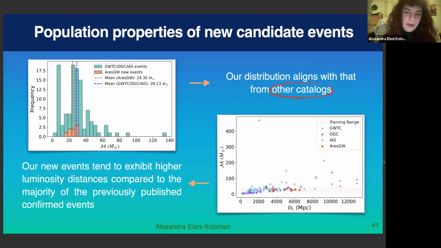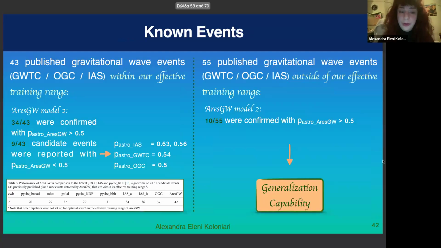And now that we mentioned other catalogs, we need to provide to you the results of ResGW on the events of the other catalogs. So there were 43 published gravitational wave events in the GWTC, OGC, and the AS catalogs within our effective training range, and ResGW detected 34 out of the 43 with an astrophysical probability greater than 0.5. There were 9 events that weren't considered as gravitational wave events from our pipeline, but I need to point out that 4 of them actually had pretty low astrophysical probability from the algorithms that initially detected them.